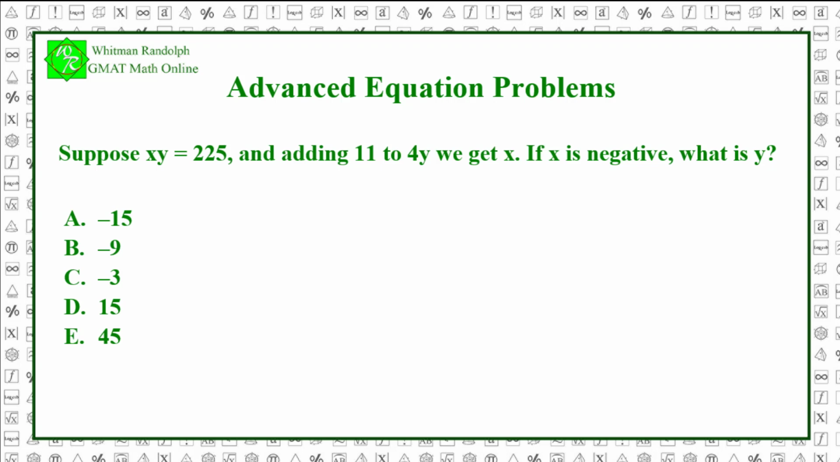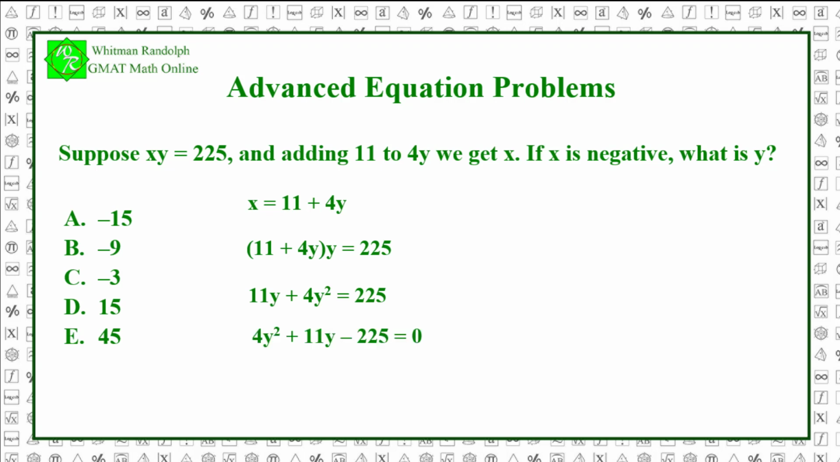Let's find the solution. X equals 11 plus 4y, so 11 plus 4y times y equals 225. 11y plus 4y squared equals 225, and thus 4y squared plus 11y minus 225 equals 0. To factor this quadratic, we need to look at the factors of 225.